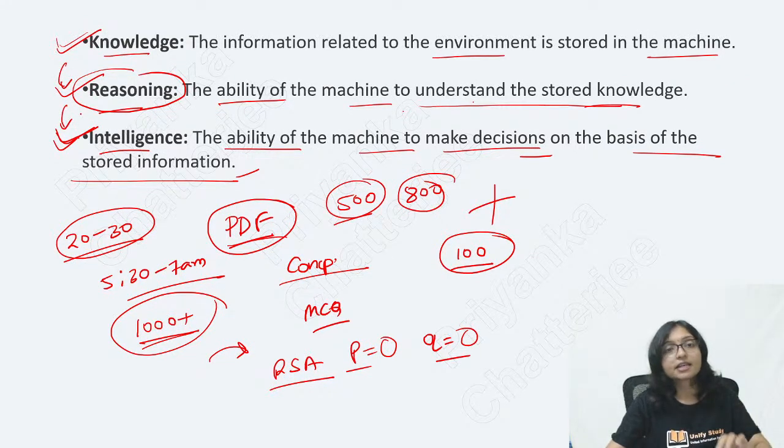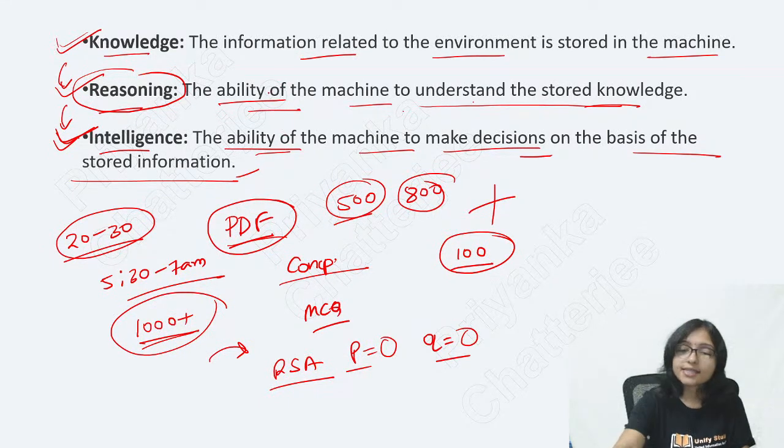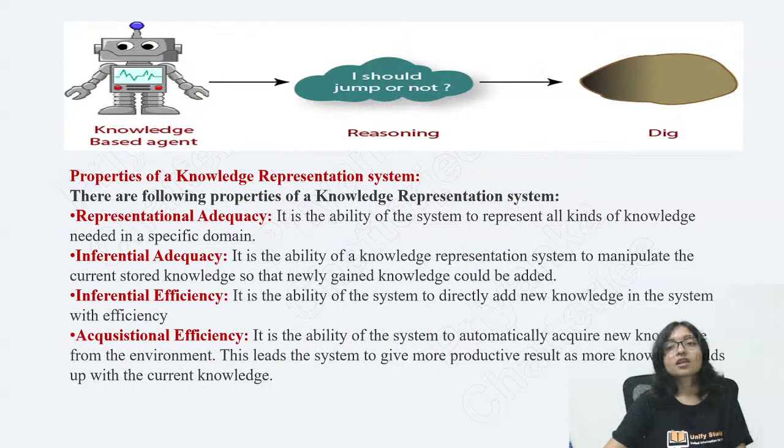These three statements are very important. Statement type questions can come from here, and matching type questions can also come from here. This is called knowledge, this is called reasoning, and this is called intelligence. Is that clear to everyone? Yes, these theories, today's theories are very important. I am telling you, from here there is a high chance you can get a question.